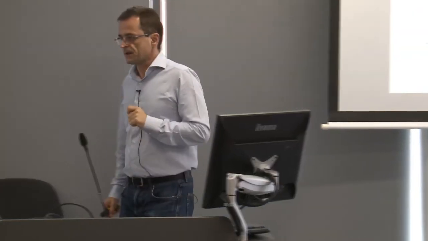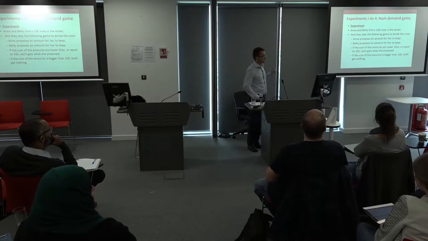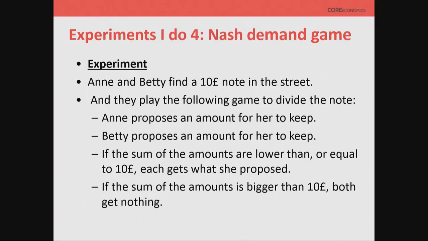Okay, another experiment that I do, and it's probably the last one, I don't want to spend too much time on this, is the Nash demand game. That's a different kind of negotiation game. It's a game in which, again, Anne and Betty find a £10 note in the street, and they play the following game to divide the note. Anne proposes an amount for her to keep. Betty proposes an amount for her to keep. If the sum of the amounts is lower than or equal to £10, each one gets what she proposed. And if the sum of the amounts is bigger than £10, both get nothing.